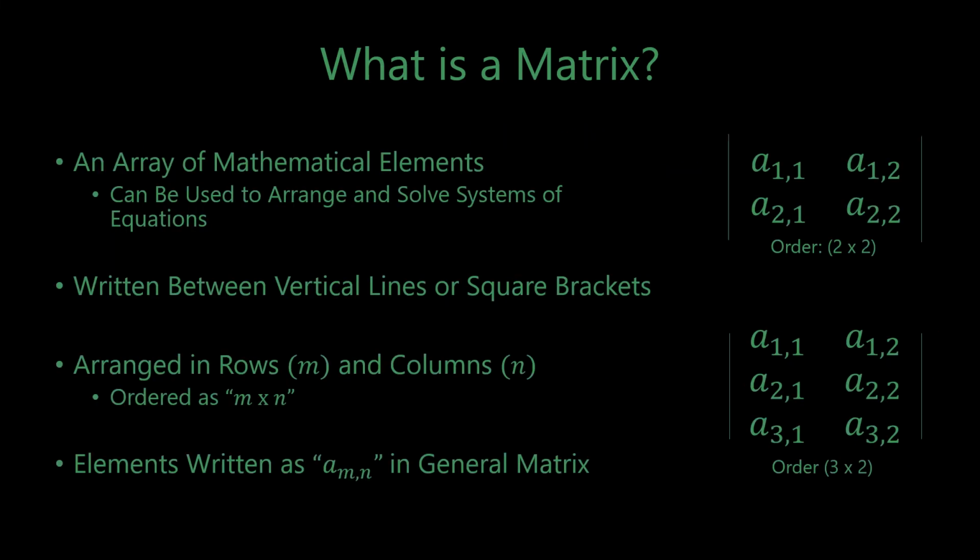So a matrix is an array of mathematical elements used to arrange and solve systems of equations, written between vertical lines or square brackets, arranged in rows and columns, ordered as row by column, and elements are written as A sub row, comma, column in a general matrix.